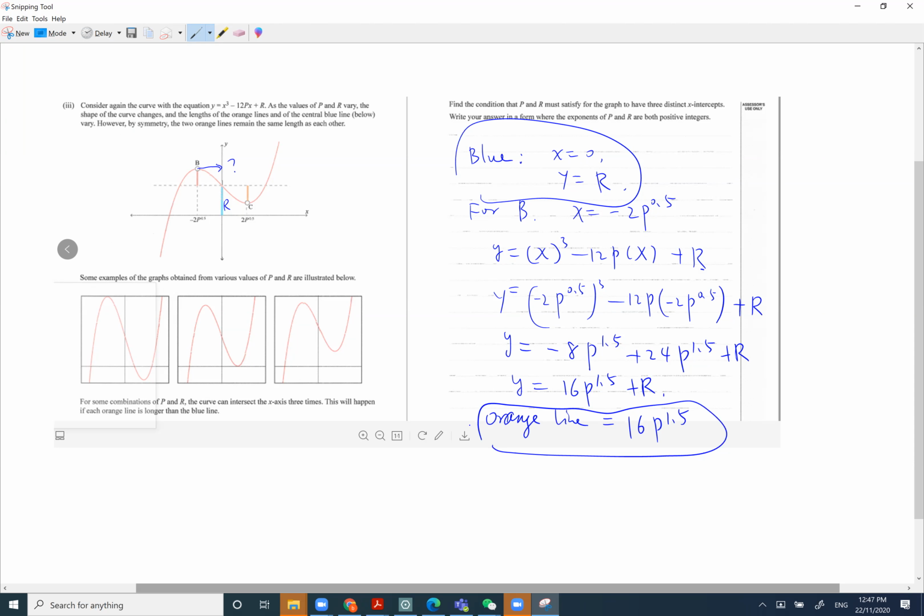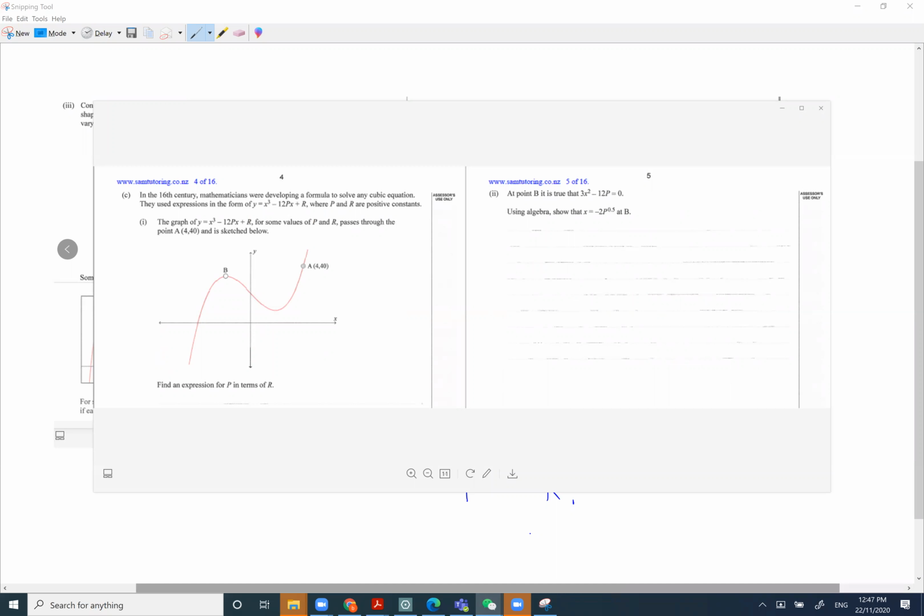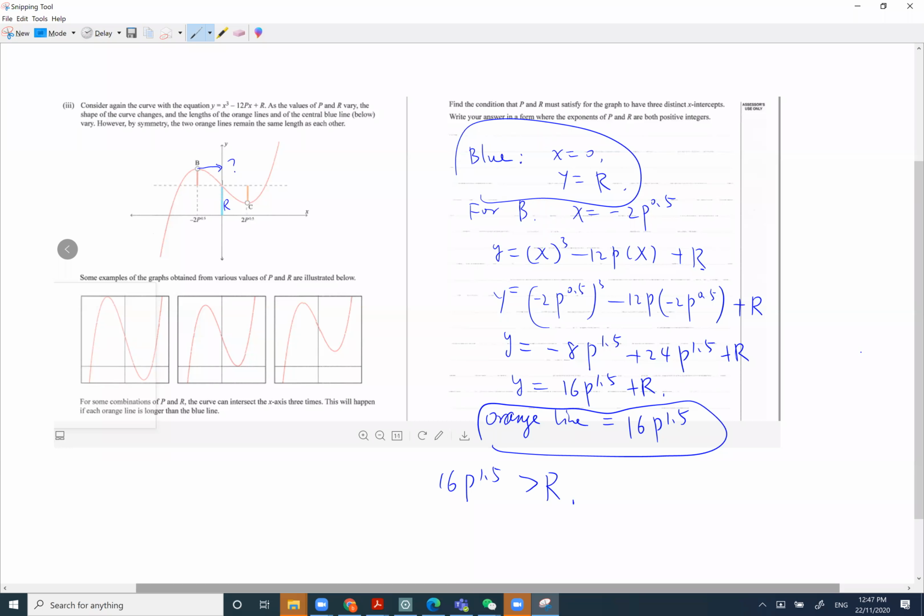The orange line is bigger than r. But from the previous part, what's r we have? Let's check the previous part. Write the answer in the form where the exponent is positive, but we need to rewrite it as 256 p^3 bigger than r squared.